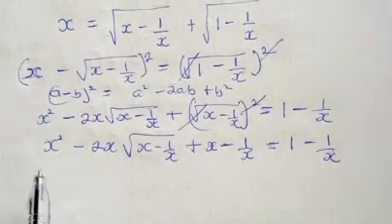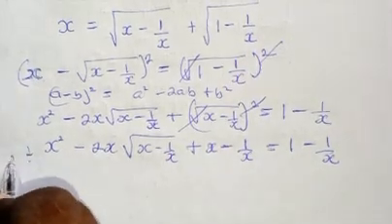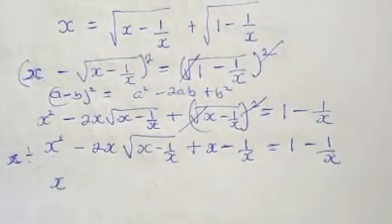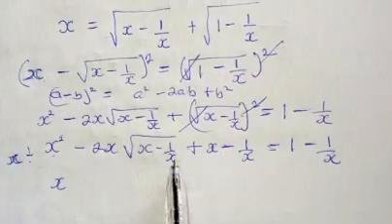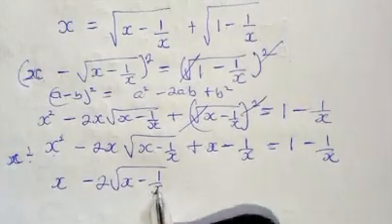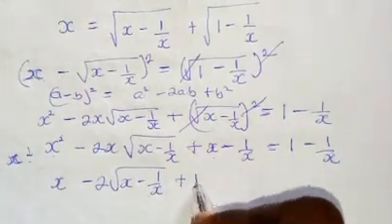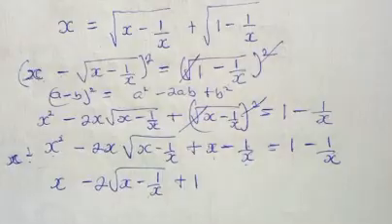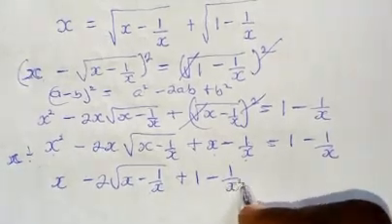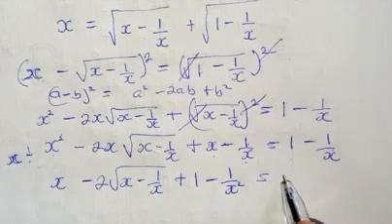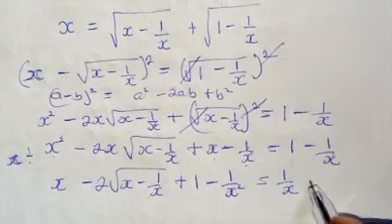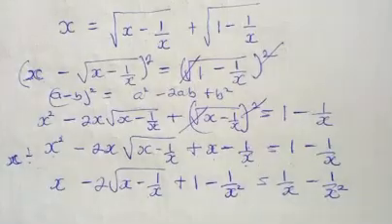So we are going to be dividing all through by x. Here now x squared divided by x is going to give us x. Minus 2x root x minus 1 over x, divided by x is going to give us minus 2 root x minus 1 over x. So x divided by x here, we have 1. And 1 over x divided by x is going to be 1 over x multiplied by 1 over x, which is 1 over x squared. Here now 1 divided by x is 1 over x, and minus 1 over x divided by x is going to give minus 1 over x squared.